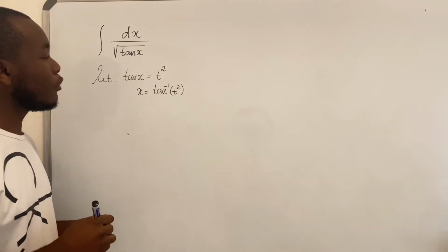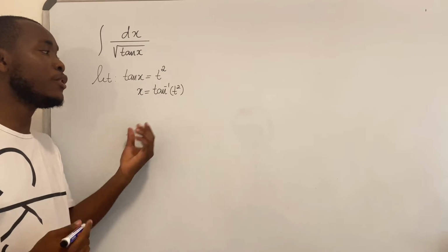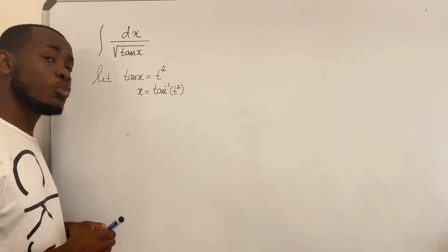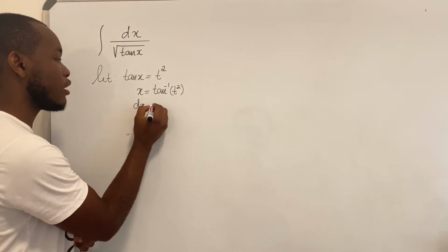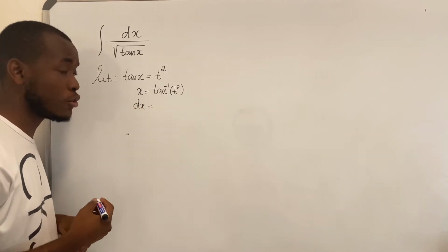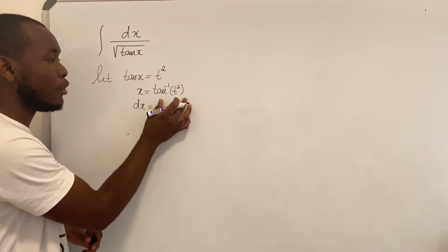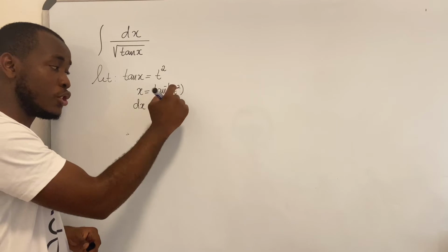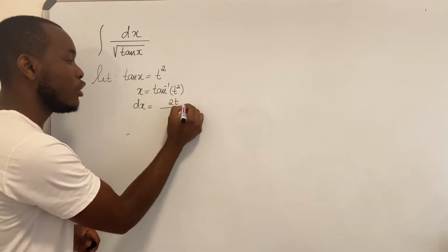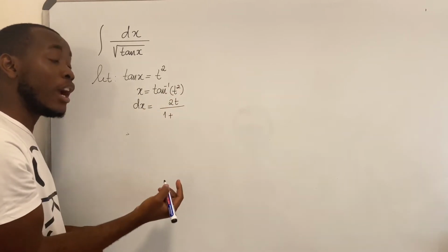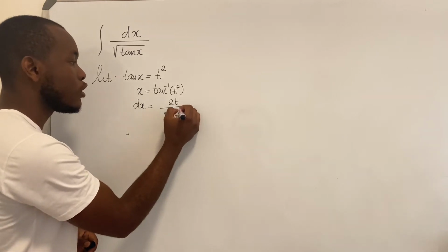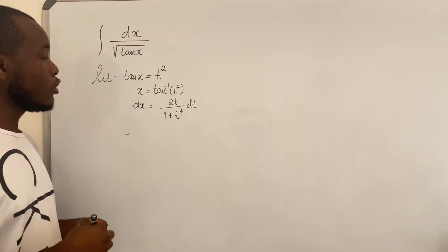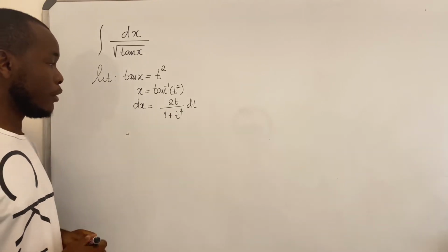If that's the value of x, then what we can do now is differentiate both sides, left side and right side. The derivative of x will be 1, so that means it's dx, to show that we're differentiating with respect to x. And the derivative of the inverse tan is the derivative of the argument, which is t squared, in this case 2t, over 1 plus the argument squared. But my argument is t squared, so if I square it, it will be t to the power 4. Okay, so this is now the value of dx.